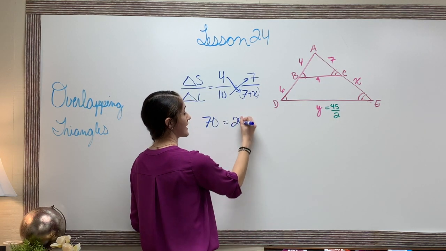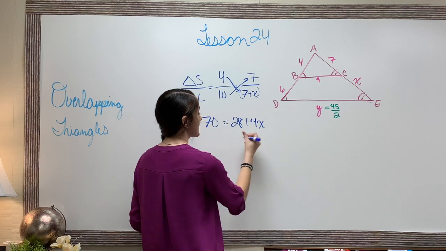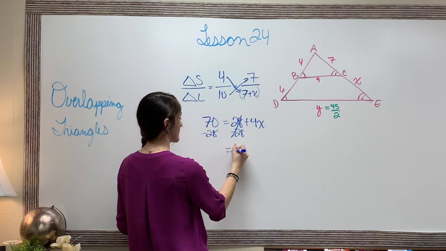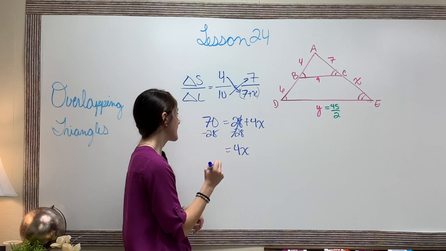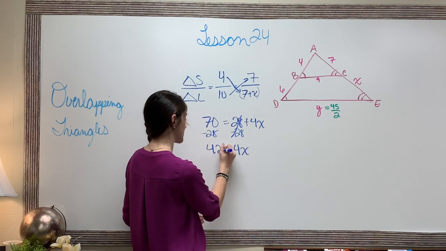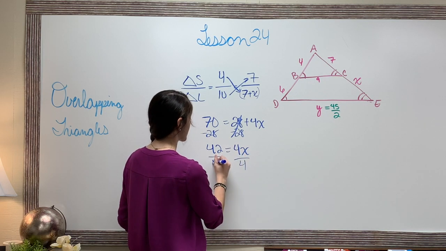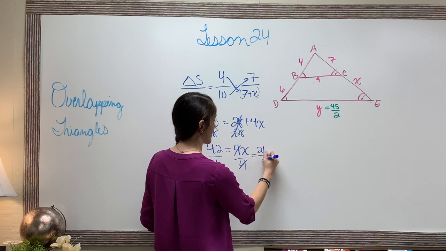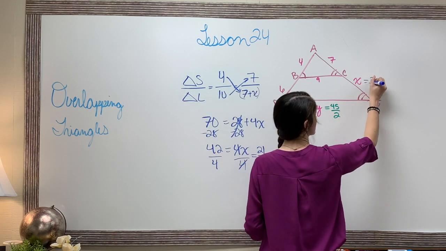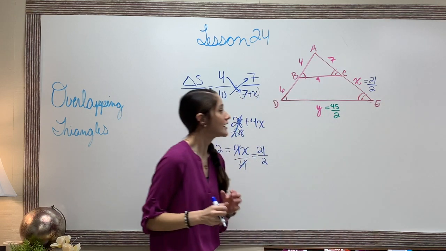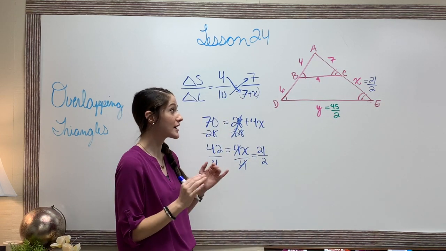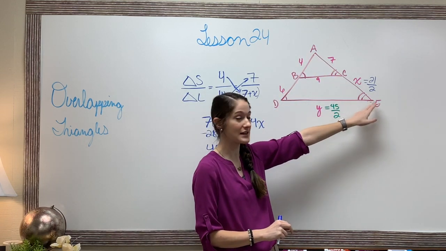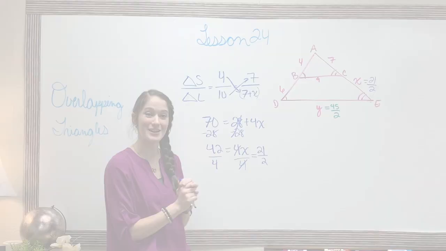So this is going to be 28 plus 4x, and we're going to move the 28. So that's gone. And we're left with 4x on this side, and then this is going to be 42, and then divide by 4. So this is gone, and x is going to equal 21 over 2. Okay. All right, so we're done. We found out what x and y equal. They weren't asking for what is the measure of this side. They just wanted to know what x was, so we're done.